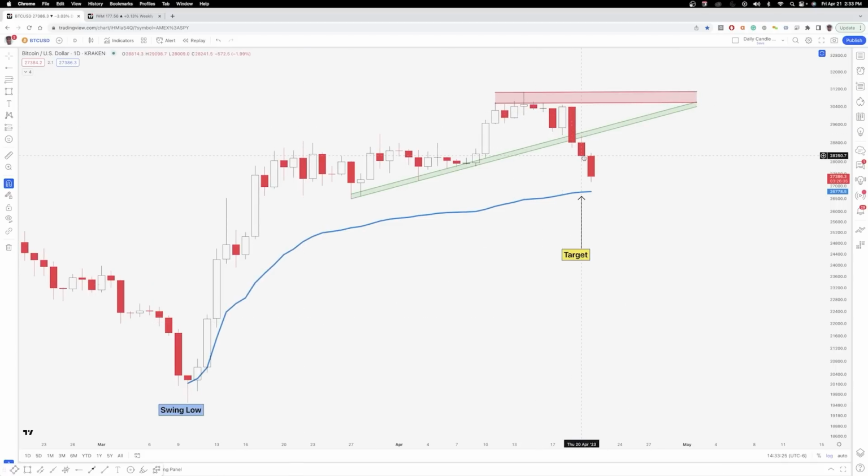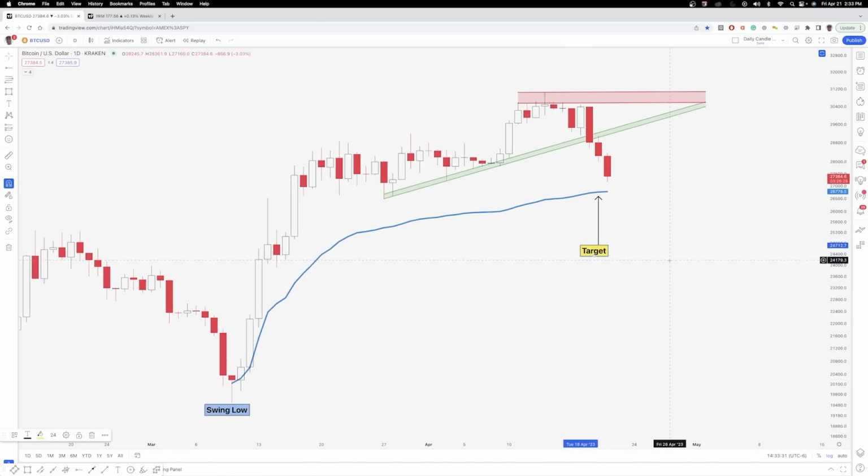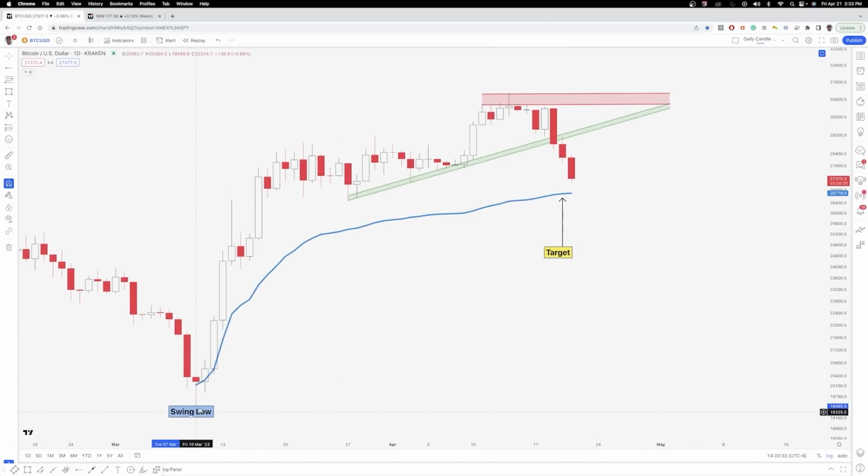We broke down through it a couple days ago, and we've pretty much just continued to hit new lows. Now, if we were to have a target zone, your swing low VWAP would simply be your target below. Right now, that's right around 26,775, give or take a few dollars.